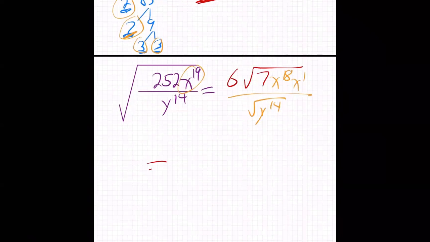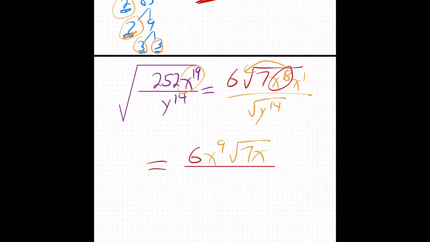And so this becomes on the top 6. Now, x to the 18th sends out x to the 9th, remember? And we're left with 7 and an x, this 7 and this x. On the bottom, y to the 7, because you take half of that 14 power. And so there's our final answer.